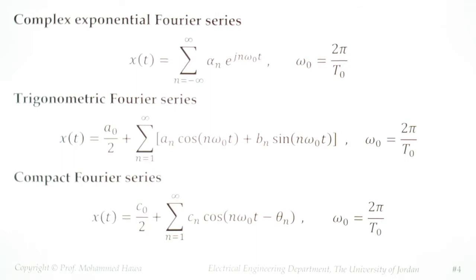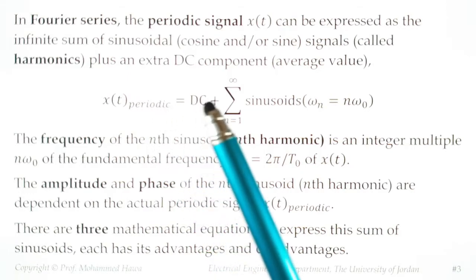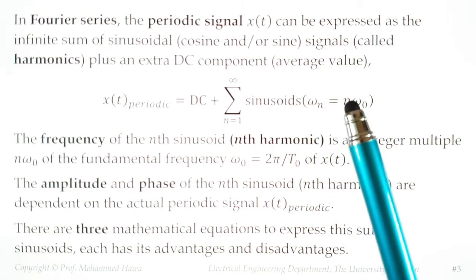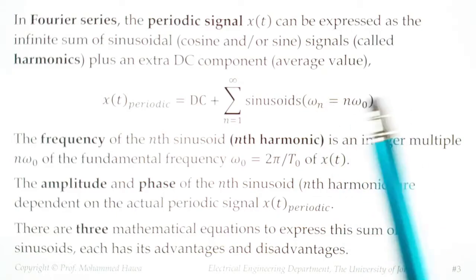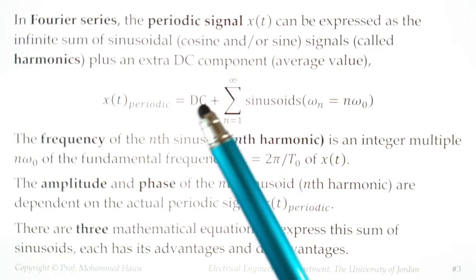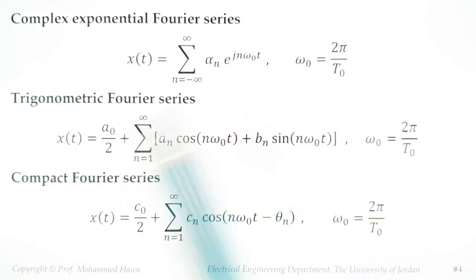Hopefully I'll show you what is the difference between those equations. You'll see they are quite similar. What they are saying, all of them, is that x of t, if it's periodic, you can write it as an infinite sum of sinusoids, where those sinusoids have frequencies multiple of the fundamental frequency. And notice I add up from n equal 1 to infinity, and then there is this extra DC component, this extra average value, which I add to that infinite sum. As I said, each one of those forms has its advantages and disadvantages. That's why it's a good idea to understand all of them.